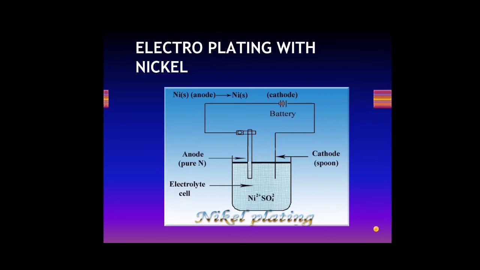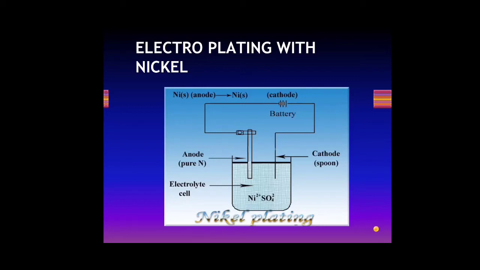As we discussed earlier, the electrolyte has to contain that element that has to be deposited on the cathode. And again, the anode has to be made up of pure nickel. The anode loses electrons, and that metal will form a cation.